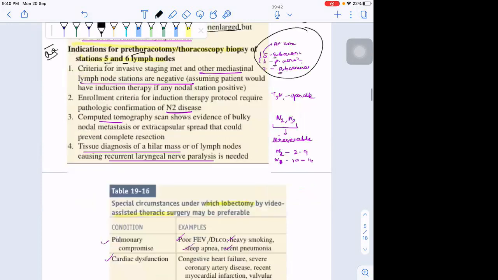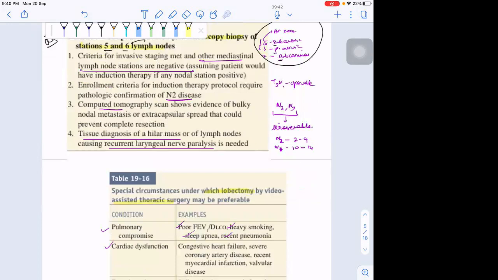When there is tissue diagnosis of a hilar mass, or a lymph node causing recurrent laryngeal paralysis. So see, whenever recurrent laryngeal paralysis is caused by the lymph node enlargement, then also you have to go for 5 and 6 lymph nodes. So this is an important MCQ, the indication for 5 and 6 lymph nodes.